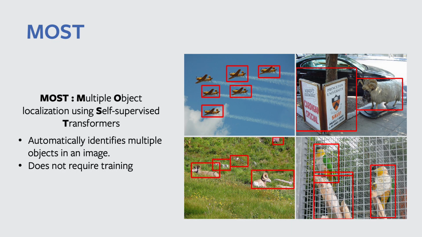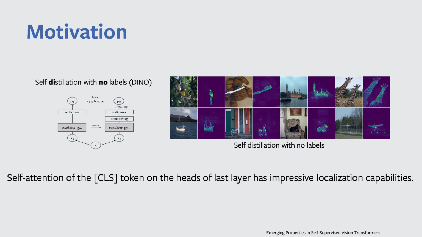We propose MOST, a multiple object localization method that uses self-supervised transformers to localize multiple objects in an image without supervision or additional training. We draw inspiration from the observation that the self-attention of the CLS token on the heads of the last layer of a self-supervised transformer trained using DINO can localize foreground objects very well.